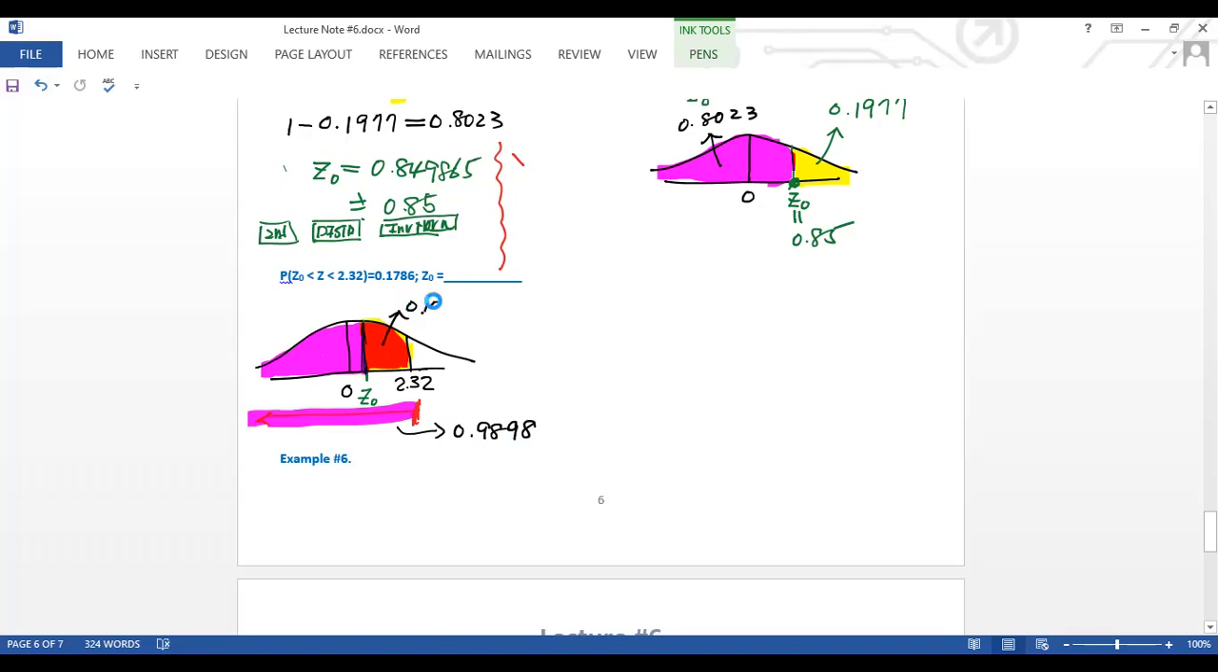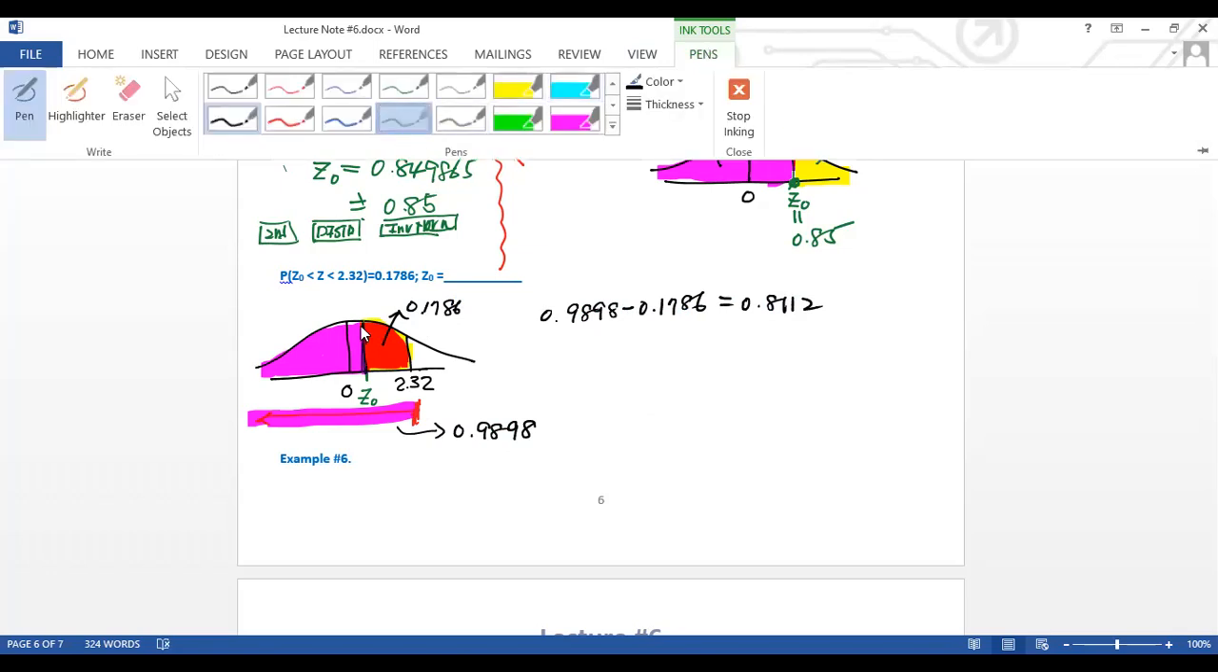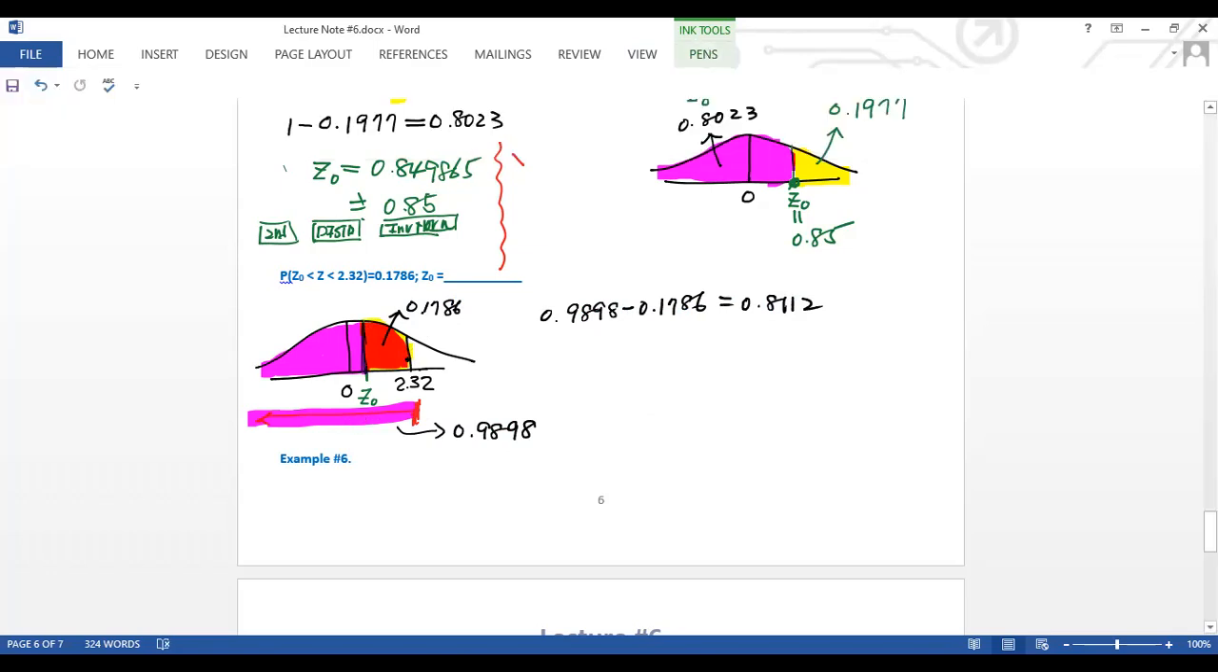But this area is given. This is 0.1786, right? So if I use 0.9898 minus 0.1786, what I get in here, I'm getting 0.8112. So which area am I getting here? If I use this purple one minus this yellow one, I'm getting the area to the left-hand side of z0, right? So now I can use my functions here.